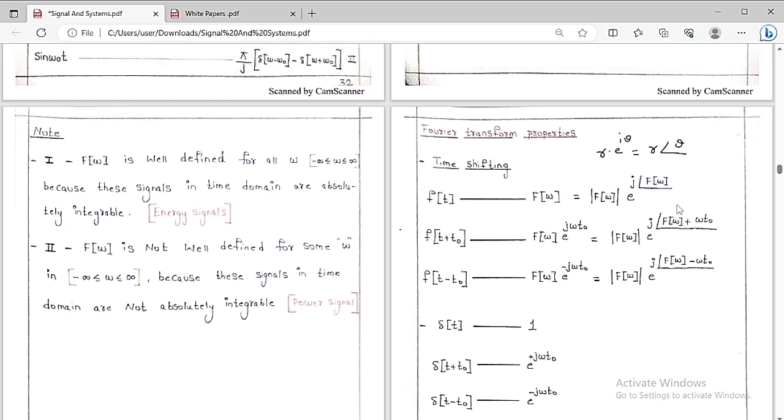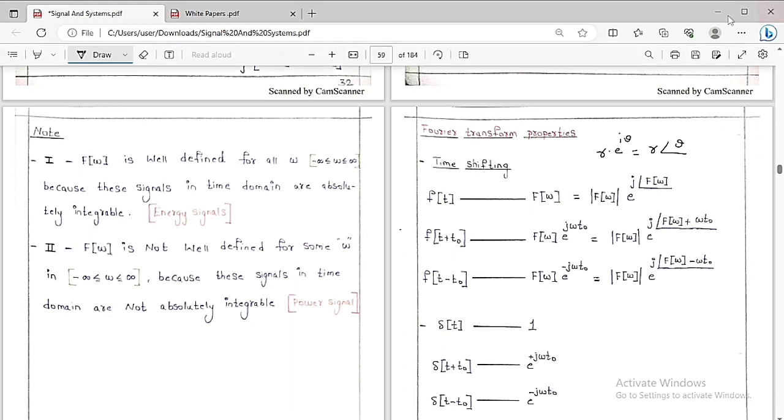You can write in any other fashion. So we can say f of omega is equal to mod of f of omega and a phase angle of f of omega, or mod of f of omega into e to the power of j into the angle of f of omega. So for f of t plus t naught, the Fourier transform is f of omega into e to the power of j omega t naught. If you write it in the polar format, it becomes mod of f of omega into e to the power of j of the phase angle of f of omega plus omega t naught. Here it is basically the phase angle of f of omega plus omega t naught.